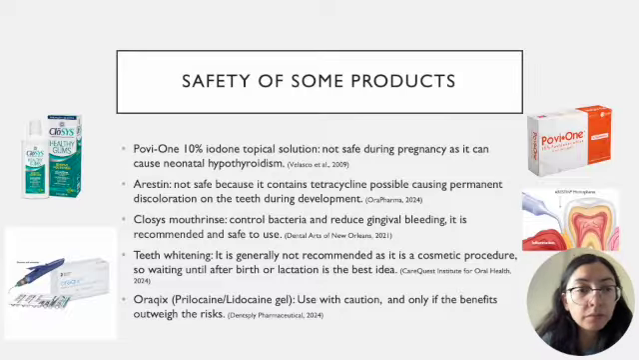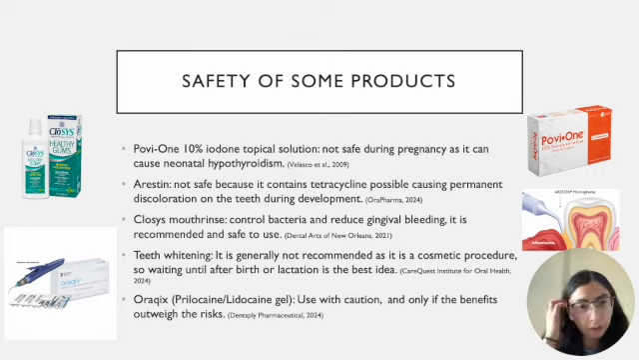Arestin, which is used mostly when there are deep pockets or after SRP, is not safe because it contains tetracycline, possibly causing permanent discoloration on the teeth during development. Chlorhexidine mouth rinse. I would say it's a very common mouth rinse to find in offices and recommend to patients. It controls bacteria and reduces the gingival bleeding. It is recommended and safe to use for pregnant patients.